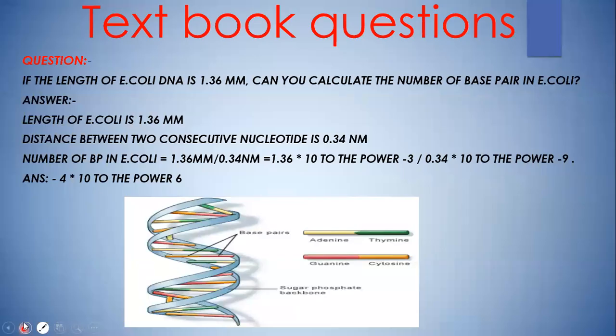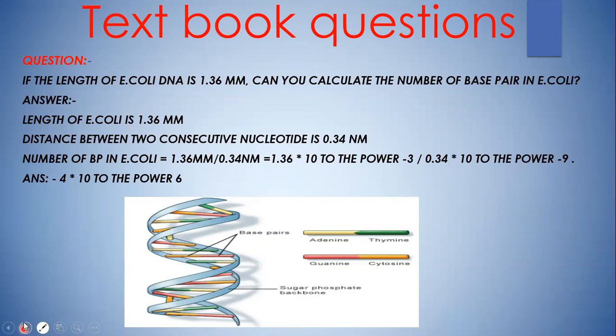As you can see, this is the first question. This one is your textbook question. Here it is given, the length of E. coli DNA is 1.36 millimeter. Can you calculate the number of base pair in E. coli? So as you can see in the question, only the length of E. coli DNA is given, and they are asking to find out the number of base pair in E. coli.